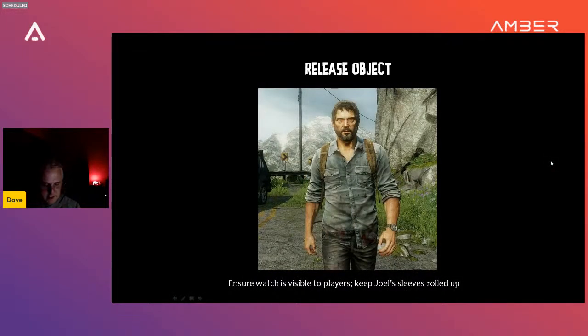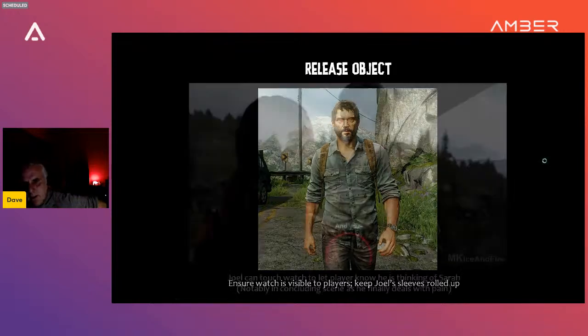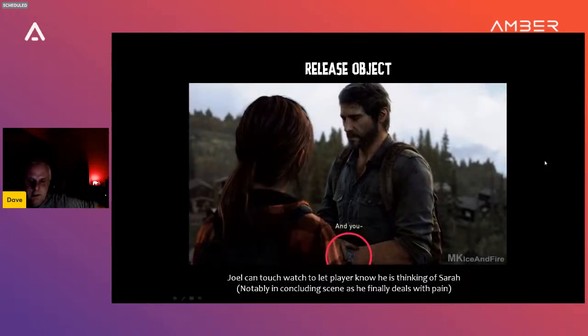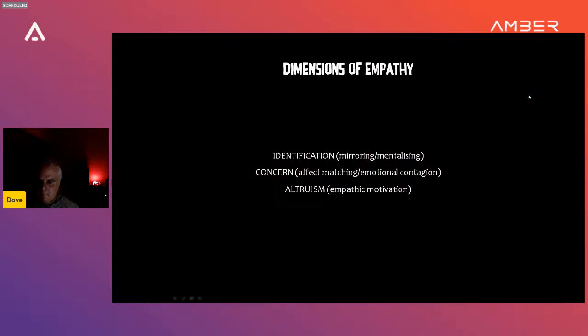We can turn to our art team and say, okay, art team, make sure Joel's sleeves are rolled up now, because we want to remind the player of everything that Sarah meant to him. And of course, when we get to the very final scene, there he is stroking his release object. That sounds quite rude. There he is stroking his watch as he deals with his grief via his surrogate daughter, Ellie, and he resolves his pain. It's a really beautiful technique. You'll probably see it quite a lot now in games and movies.